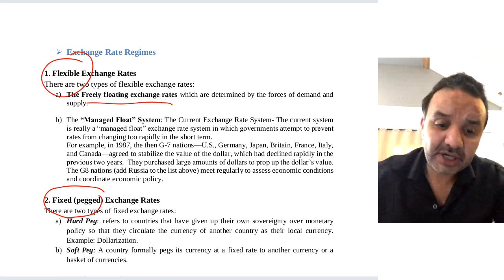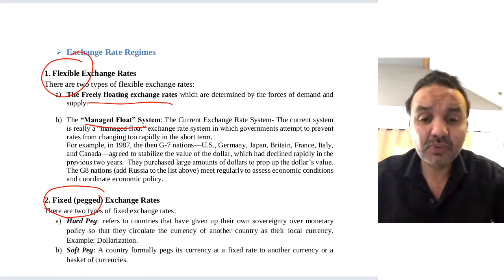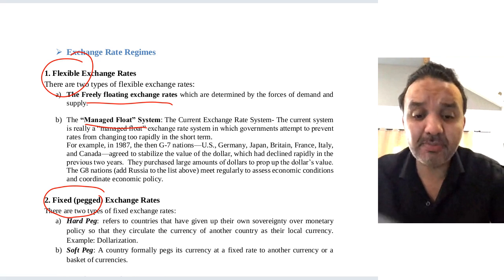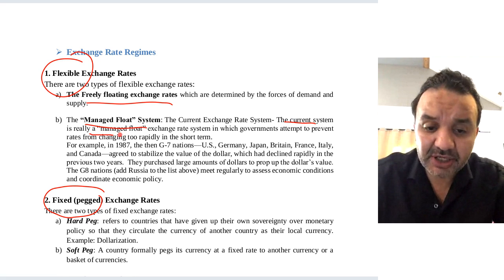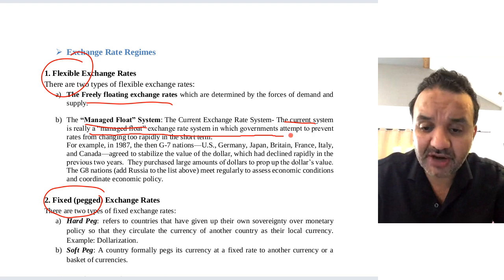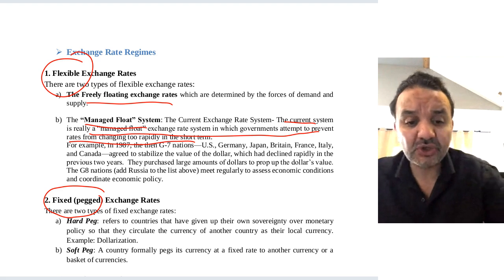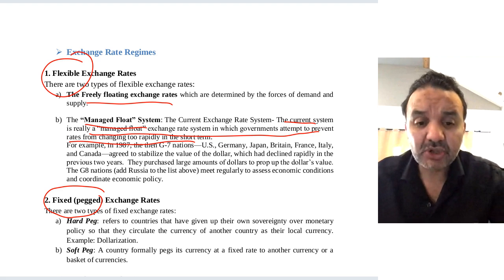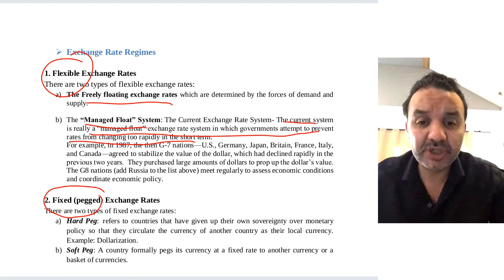There is a second type under flexible exchange rate, which is called managed float, which is still subject to demand and supply, but within a limit. As you can see, the current system really is managed float exchange rate system in which governments attempt to prevent rate from changing too rapidly. Under managed float system, the exchange rate can fluctuate, but within a limit, within a percentage, but still subject to demand and supply.